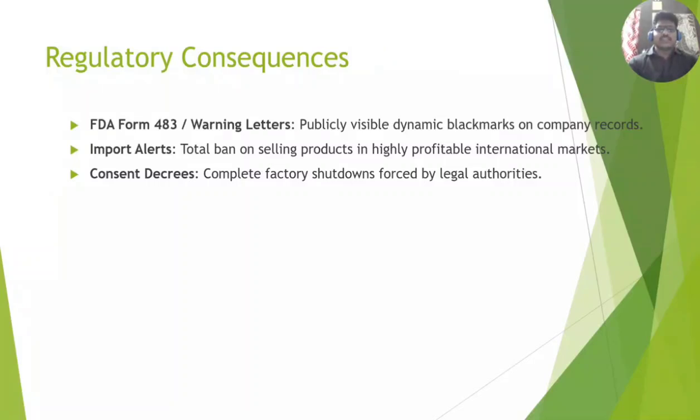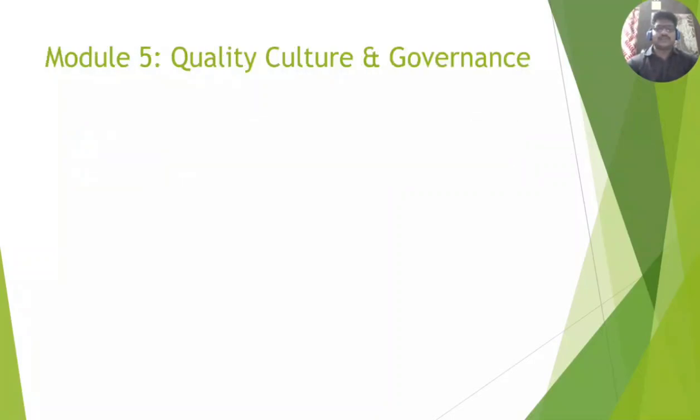Coming to regulatory consequences. FDA Form 483 and warning letters: publicly visible black marks on company records. Import alerts: the total ban on selling products in highly profitable international markets. Consent decrees: complete factory shutdowns forced by legal authorities.